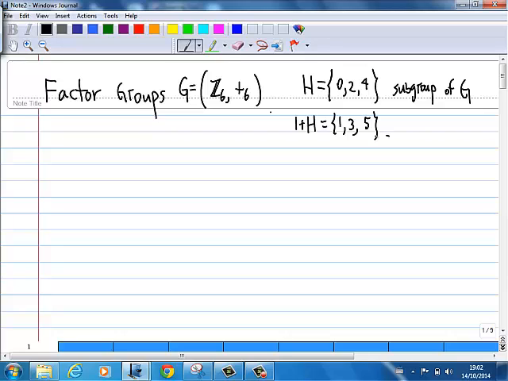Now, any more different coset? If you try to say, I want to find 2 plus h, you'll find that you repeat the coset again. 1 plus h equal to 3 plus h equal to 5 plus h. 0 plus h is the same as 2 plus h equal to 4 plus h. So just repeating. So there are only 2 distinct cosets.